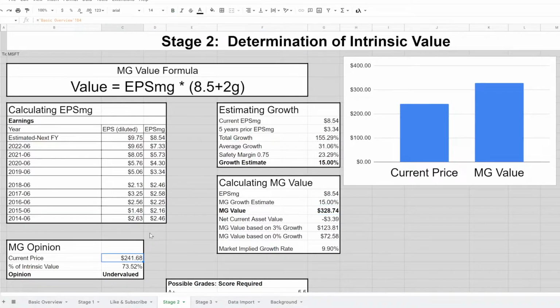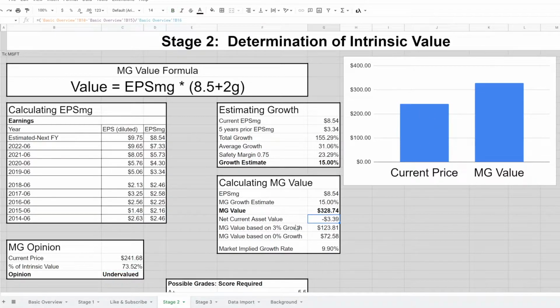328.74, which is higher, if you look down here, than the current price of 241.68. The price is 73% of the intrinsic value, so it is undervalued. You can see on the chart here too, price is lower than value. So it's a good time, or it might be a good time. We'll talk about more of that in a moment.